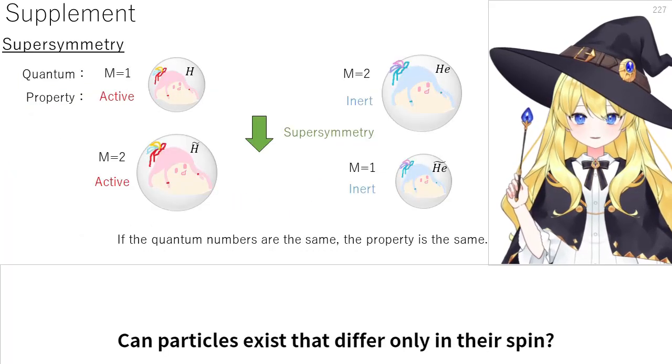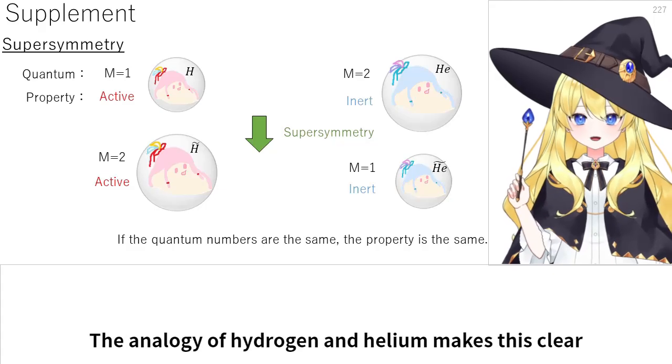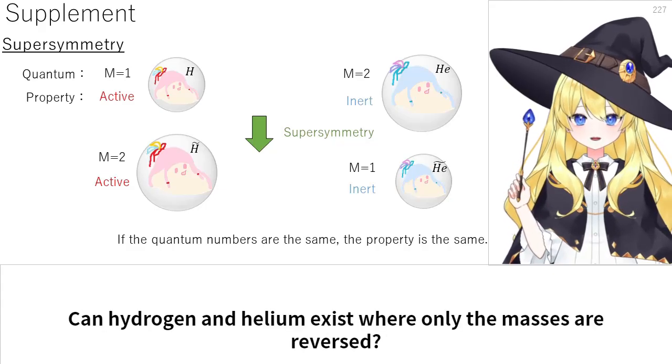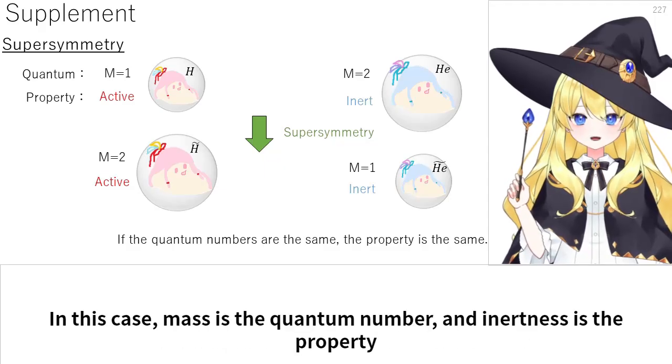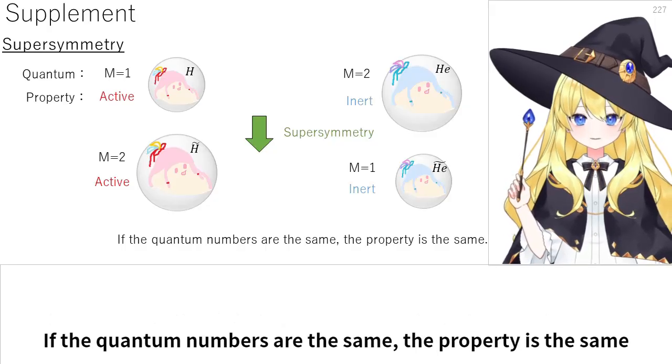Let's think about supersymmetry. Can particles exist that differ only in their spin? The analogy of hydrogen and helium makes this clear. Can hydrogen and helium exist where only the masses are reversed? Helium's inert property is due to its mass. In this case, mass is the quantum number, and inertness is the property. If the quantum numbers are the same, the property is the same.